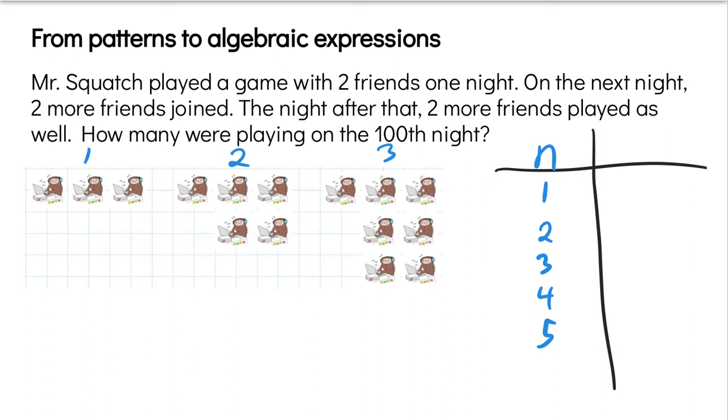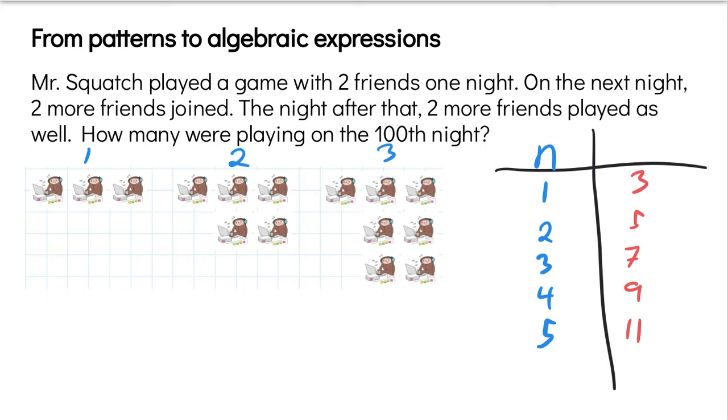Next, we're going to put our values over here on the other side of the t-chart. So I'm going to put this in red. We had 3 friends playing on the first night. According to the picture, we've got 5 friends playing the second night. We've got 7 friends playing the third night. We add 2 more and 2 more. There is our pattern. Now we need to put this into an algebraic expression.